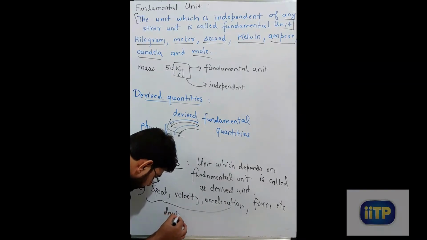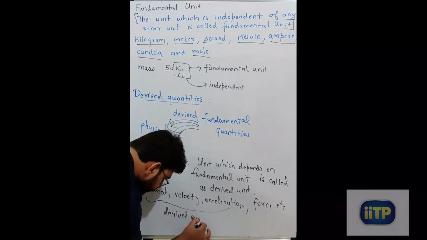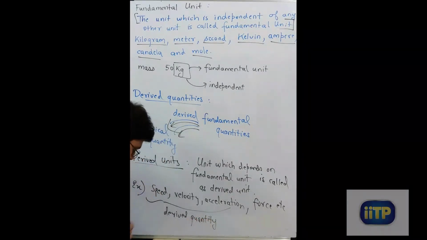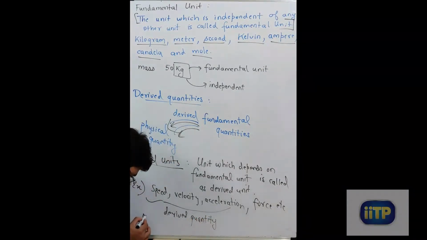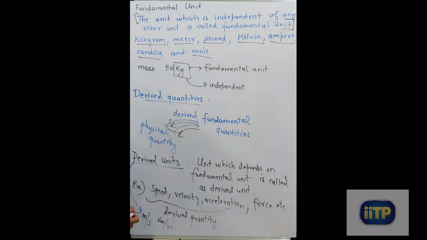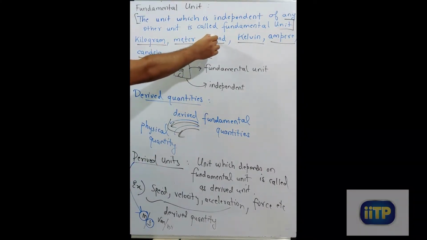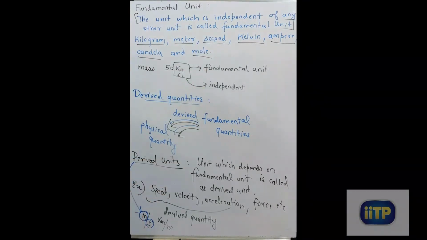For these derived quantities we will have some units. So what are the units of velocity, or you can say speed? There will be units of meters per second or kilometer per hour. So meter per second and kilometer per hour are derived units because we have derived them from the fundamental meter and fundamental second, right? Similarly kilograms and all. Here you can see meter, here you can see second. So meter and second make up meter per second. That is why it is called a derived unit.